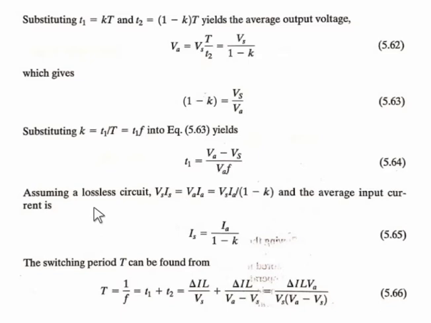Assuming a lossless circuit, that means no loss in the converter, whatever input is given to the converter, we get 100% as output. So the input given to the converter is Vs Is, where Vs is the supply voltage and Is is the supply current. At the output side, the voltage across the load is V0, and the load current is I0. These two are the same because of the lossless circuit. So V0 equals Vs by 1 minus k, into I0, and the average input current Is equals I0 upon 1 minus k.